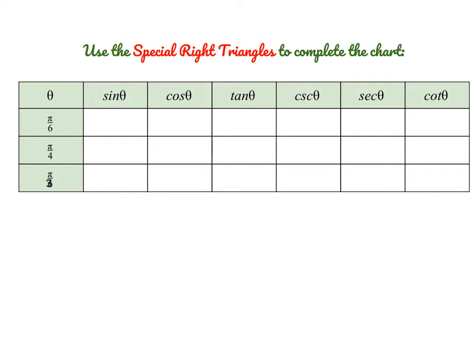So one really useful application of special right triangles is we can use it to evaluate trig functions of some of our unit circle angles. So we can actually use the special right triangles to find sine, cosine, tangent, cosecant, secant, and cotangent of pi over 6, which is 30 degrees, pi over 4, which is 45 degrees, and pi over 3, which is 60 degrees. So let's start by drawing a little special right triangle right here.